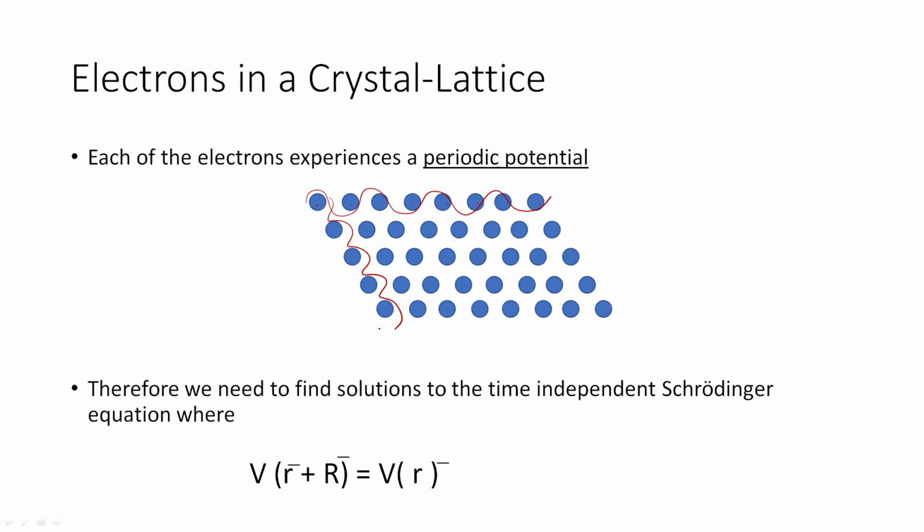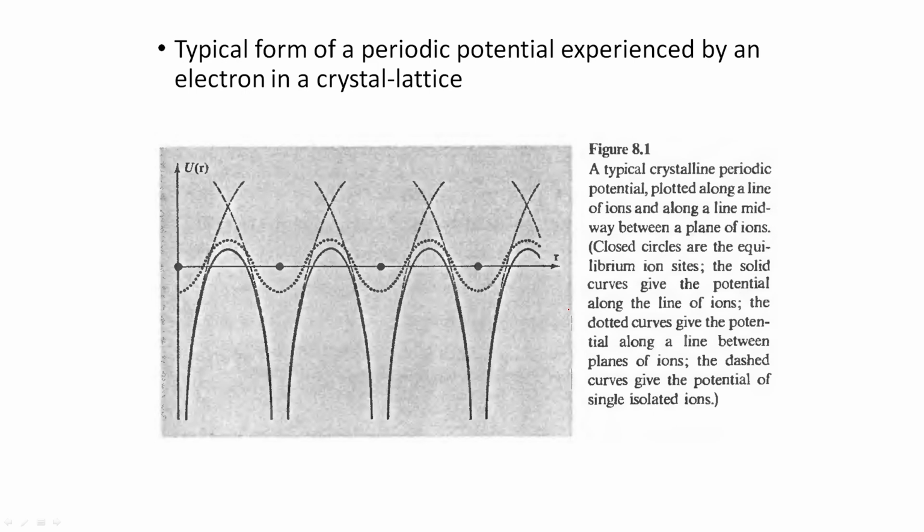So we need to find the solution to the time-dependent Schrodinger equation, which is more difficult. V(r + R) = V(r), where V is the periodic potential and R is the periodic distance. As you clearly see, this is the distance over which the potential is repeated; capital R is that distance, and small r is the variable. Hence this will be typical for a periodic potential.